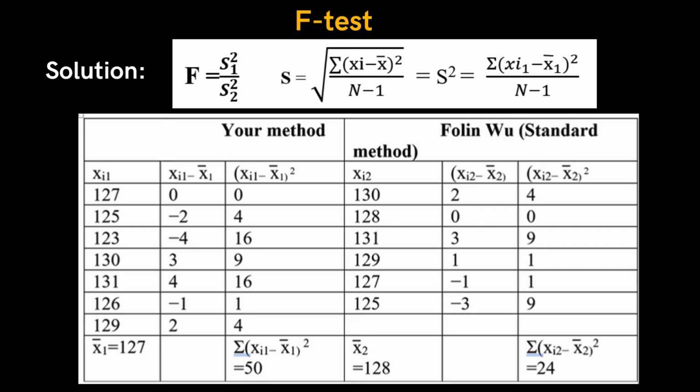Similarly, the results of the Folin-Wu standard method are placed in the fourth column as xi2, such as 130, 128, 131, 129, 127, and 125 milligrams per deciliter, and their x bar 2 value will be 128. The fifth column shows the difference of xi2 minus x bar 2, the mean, and the values are 2, 0, 3, 1, minus 1, and minus 3, and the sixth column is the summation of the square of xi2 minus x bar 2, which will be 4, 0, 9, 1, 1, and 9 and their summed value will be 24.